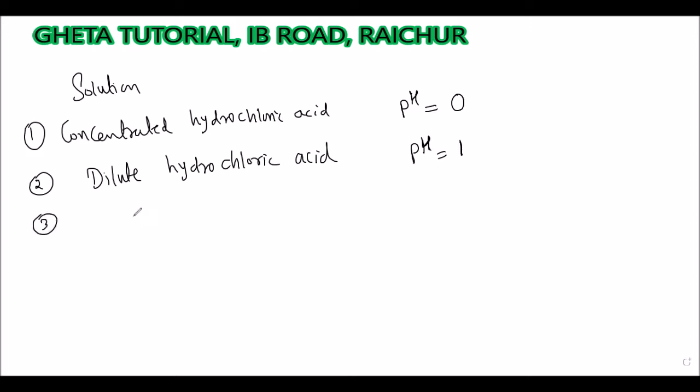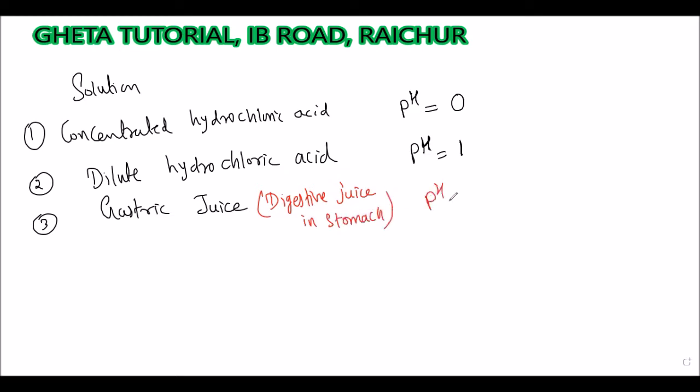And the third one is gastric juice. What is gastric juice? The digestive juices in the stomach. So what is the pH of that? The pH of gastric juice is 1.2.